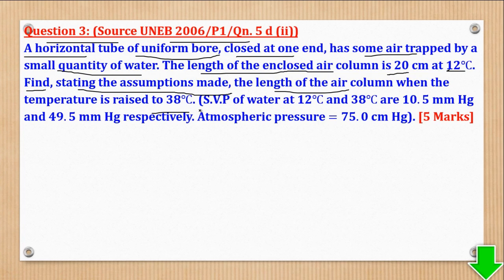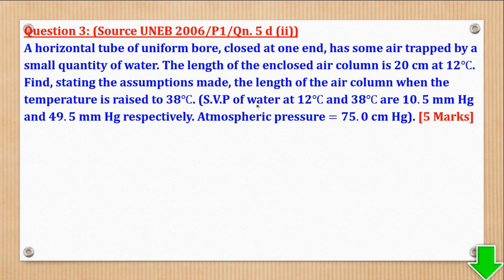Then they're giving us that saturated vapor pressure of water at 12 degrees Celsius and 38 degrees Celsius are 10.5 and 49.5 millimeters of mercury respectively. And also atmospheric pressure is 75 centimeters of mercury.